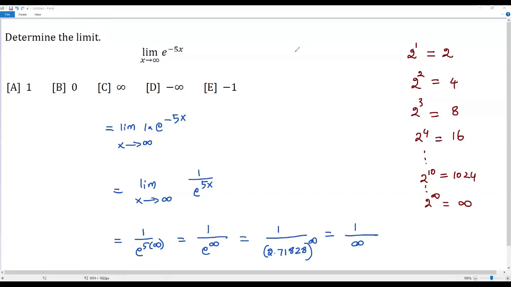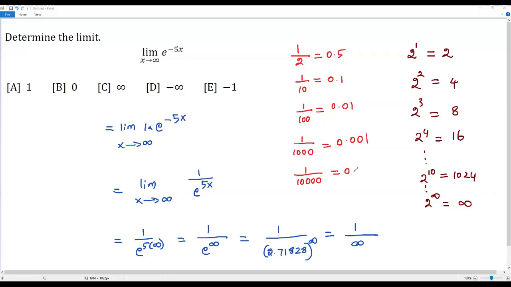Let's consider one more example. Let me consider 1 as the numerator, and in the denominator I'm taking 2. What's the value of the fraction 1 over 2? It is 0.5. If I take 1 over 10, the value is 0.1. If I take 1 over 100, it equals 0.01. If I take the denominator as 1000, it will become 0.001. If I take the denominator as 10,000, it will be 0.0001.